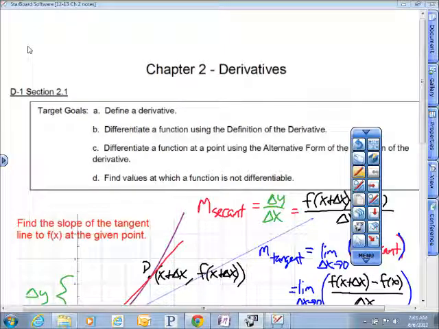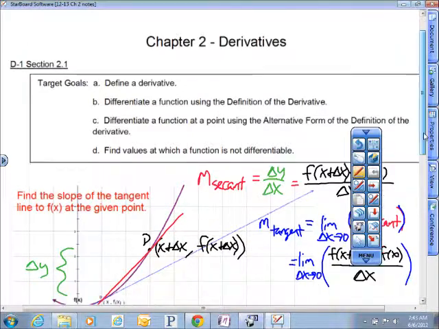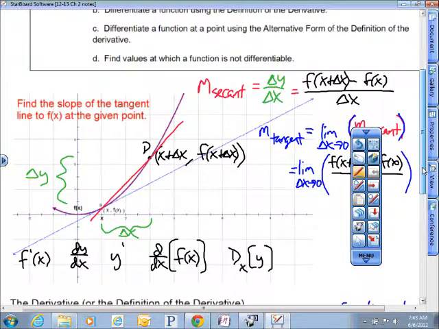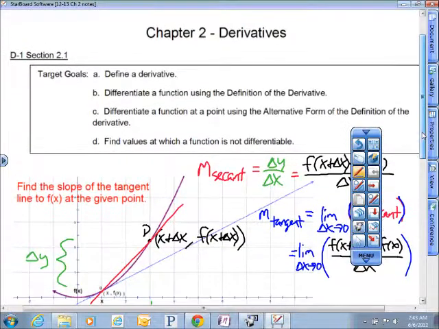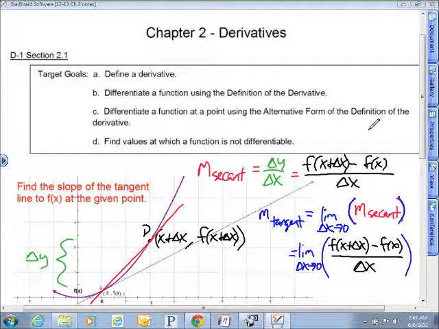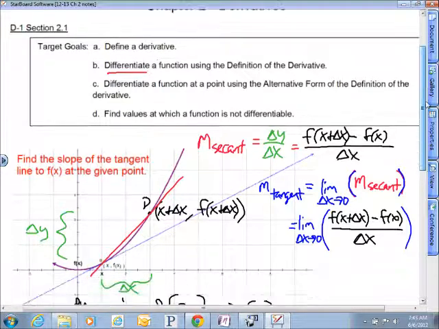So we defined what a derivative is using all of this crazy stuff down here. Now let's see if we can figure out what we're going to do with it. The word differentiate means the act of taking a derivative. So differentiate a function using the definition of derivative means actually take the derivative. And you'll hear that word differentiate a lot, so kind of keep track of that one.